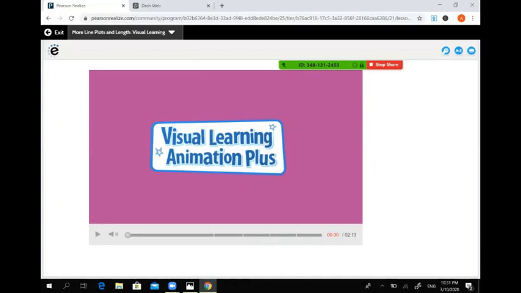The lesson today is about more line plots and length. This is continuing from the lesson before. Let's watch this visual learning animation video to understand more, and after the video, we'll solve some exercises. The most important thing, you should get prepared in this lesson to get a ruler with an inches unit. Let's start watching the video.